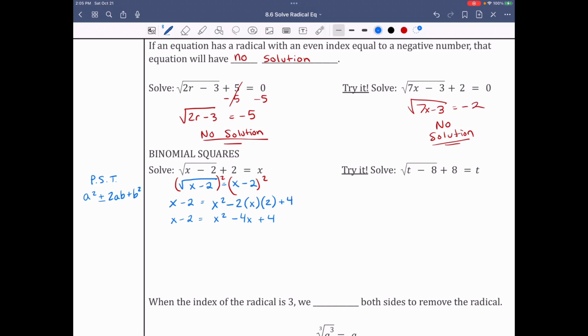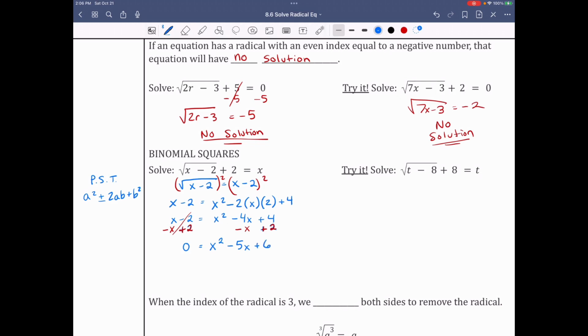And then I'm going to get 0 on one side, so I'm going to add 2, and at the same time, maybe I'll put that in red. At the same time, I'm going to subtract the x to get it to cancel. So this side cancels, leaving us with 0 on that side. X squared minus 5x plus 6.